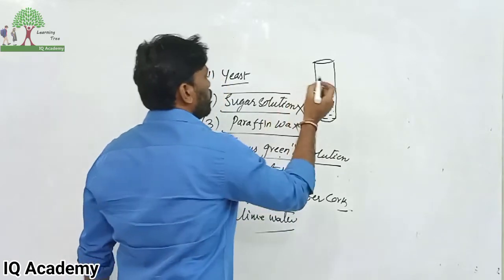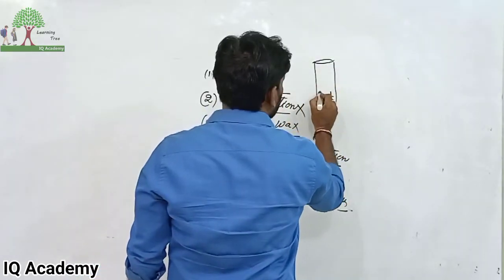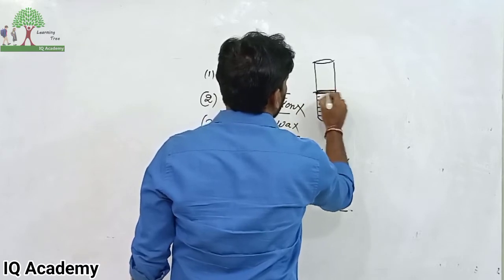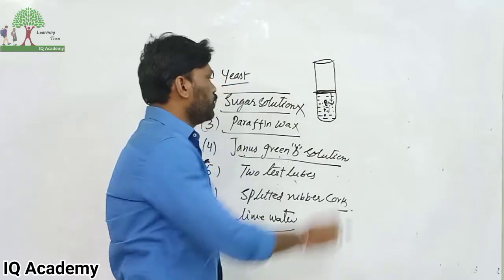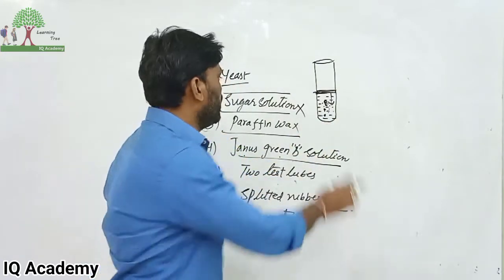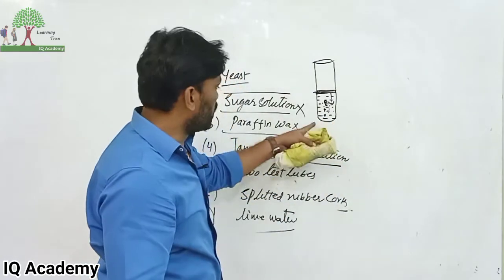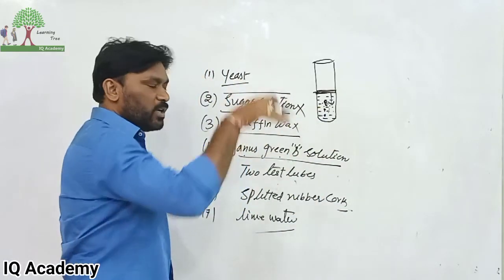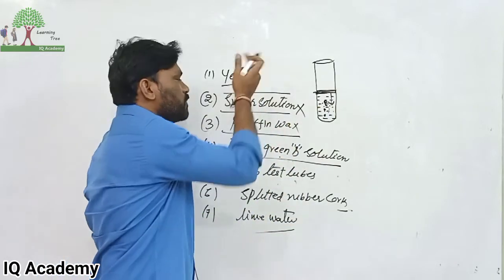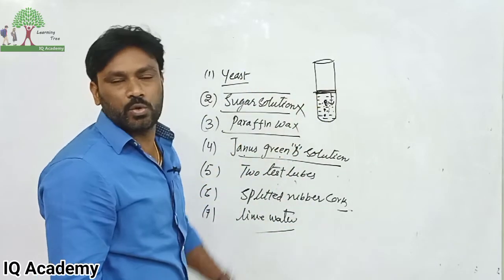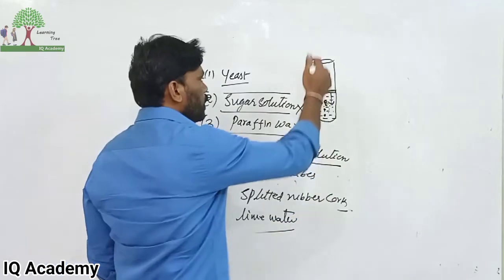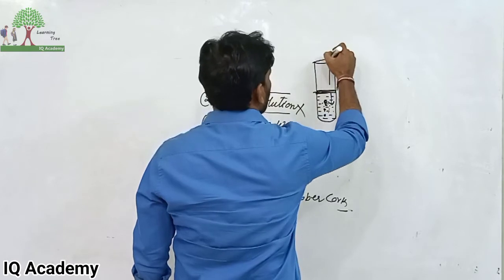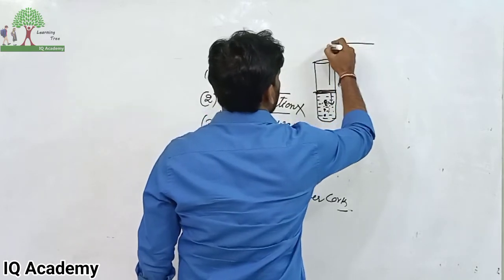Now take the paraffin wax, solid wax, and fill it on the surface of this. Now in this test tube, what materials are present? Sugar solution is there, Janus green B is there, yeast is present, and the wax is also present. Now insert the two tubes, one tube like this, you insert.